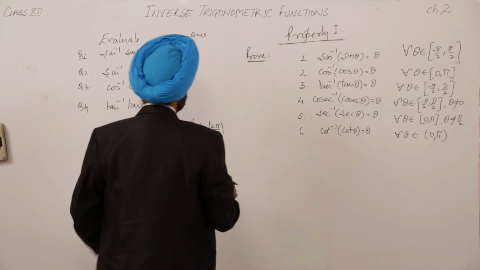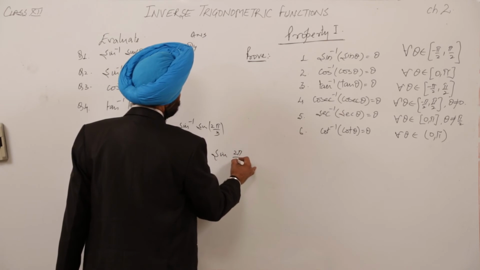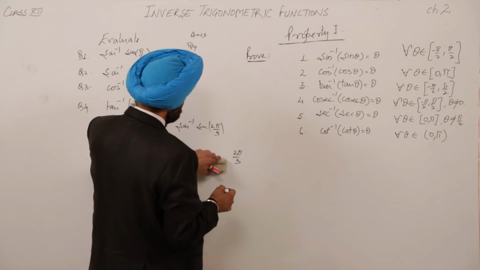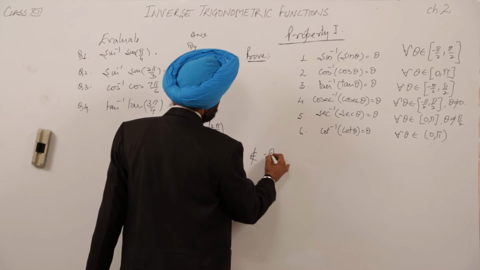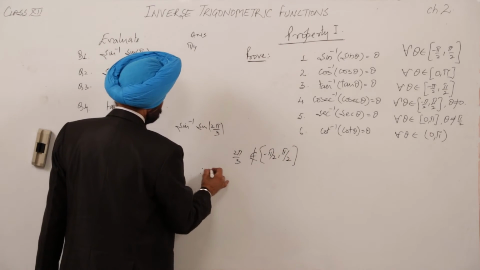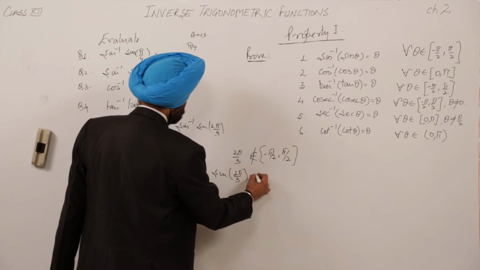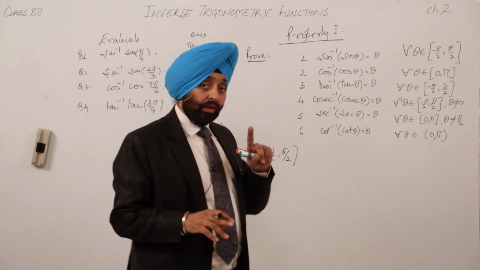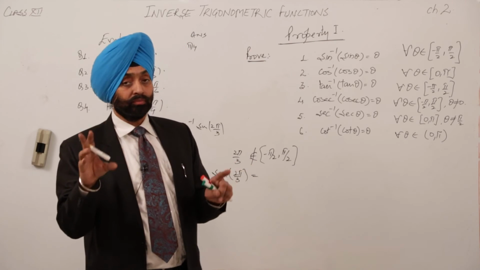So basically we can write it as sine 2 pi by 3. Since 2 pi by 3 does not belong to minus pi by 2 comma pi by 2, therefore sine 2 pi by 3 is equal to, now 120 degrees, can we convert the value of 120 degrees into the first quadrant or the fourth quadrant, from minus pi by 2 to pi by 2?